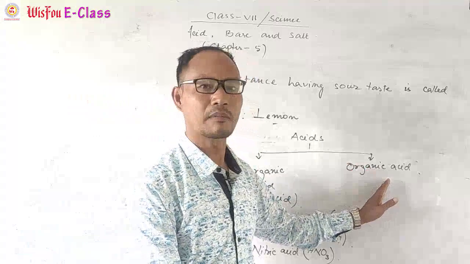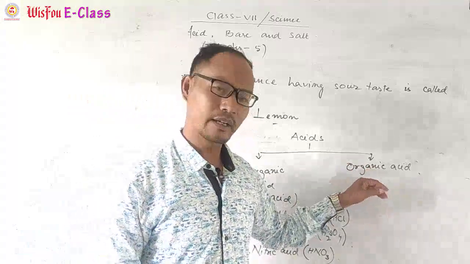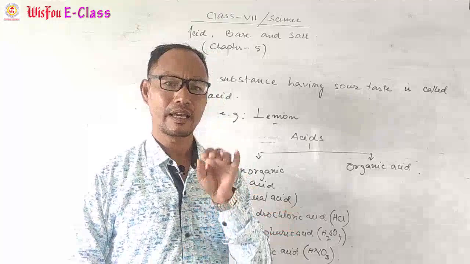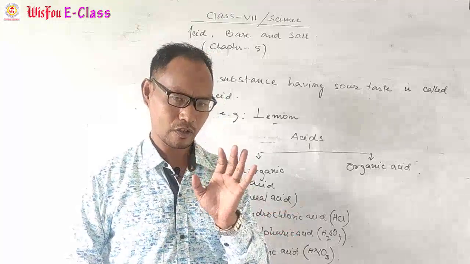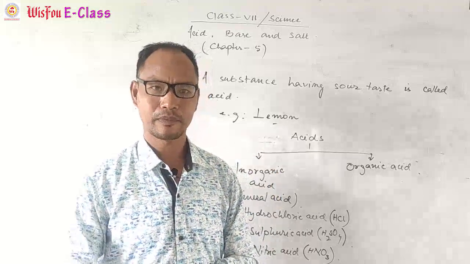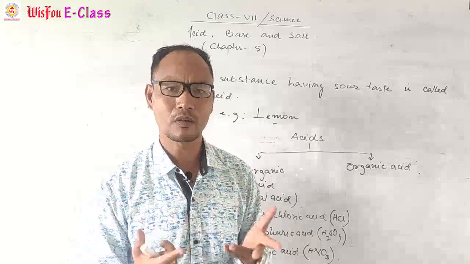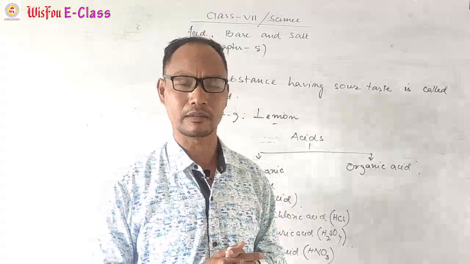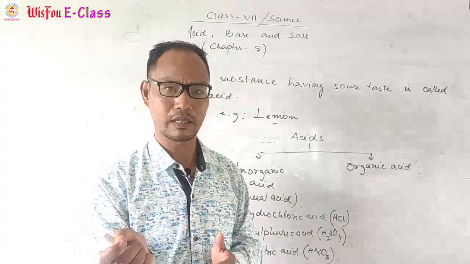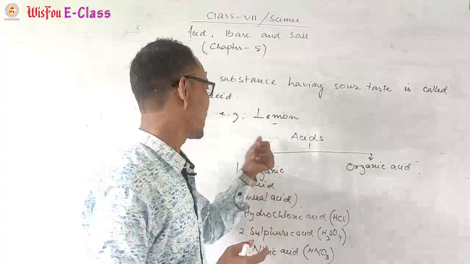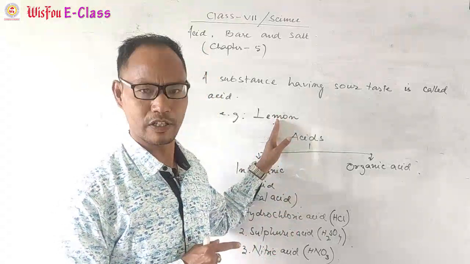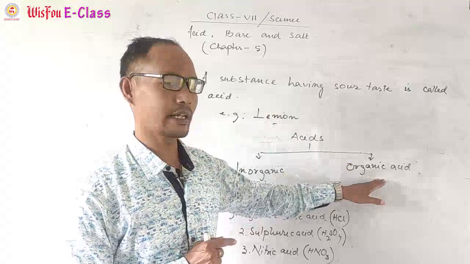After this, let me come to the organic acid. Organic acid is an acid present in plants and animals. Once again, those acids present in plants and animals are called organic acid. Organic means living being. Acids present in living beings. The living things may be plants and animals. For example, lemon plant is a living body, so it contains acid. That kind of acid is called organic acid.